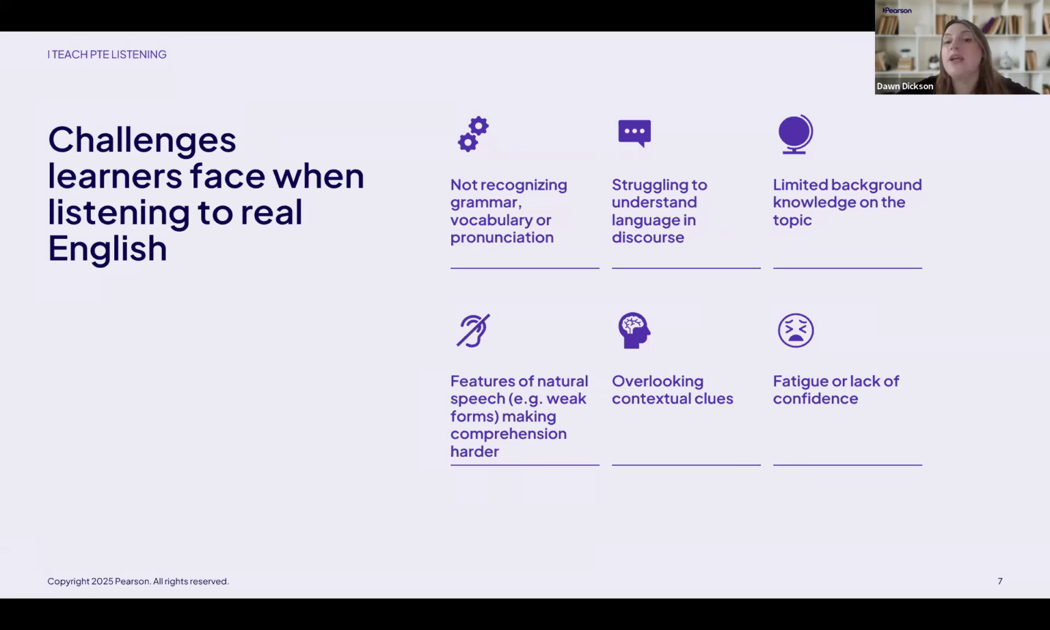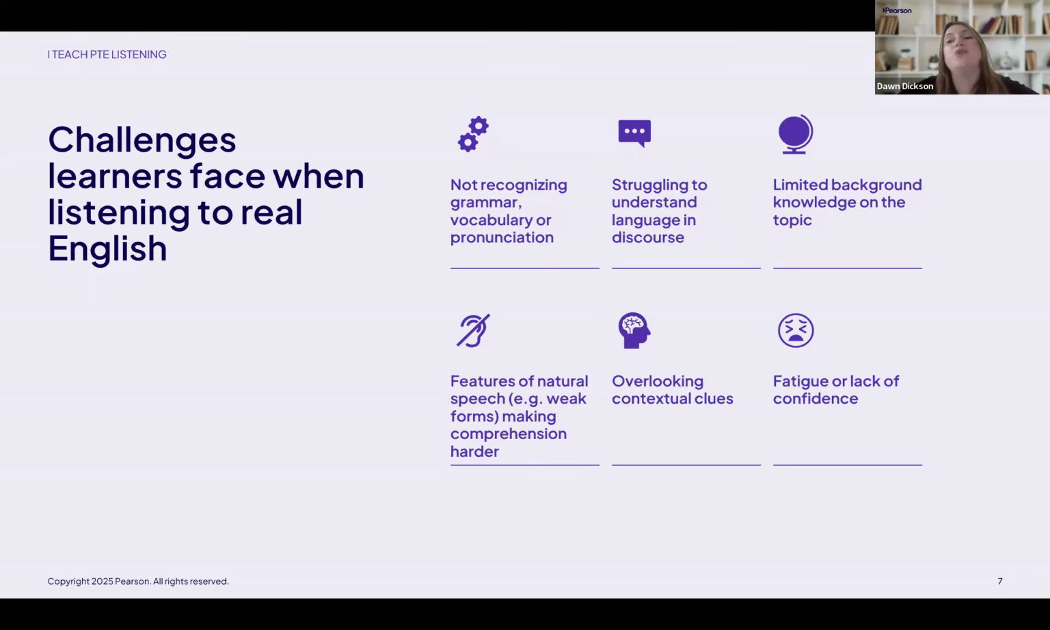And likewise, anyone else. I, for example, have learned Spanish. And so I'm also aware of challenges that I faced when I was learning a second language, and how that related to listening, problems that I encountered when I was listening to Spanish. So the first one is not recognizing grammar, vocabulary, or pronunciation. That can be a challenge that learners face. Also, the next one, struggling to understand language in discourse. Very often we might understand a word or an item of vocabulary, but do we understand it in context, or in use? If we've learned it in an isolated way, and perhaps that word could have one or more meanings, sometimes that's a struggle for learners too.